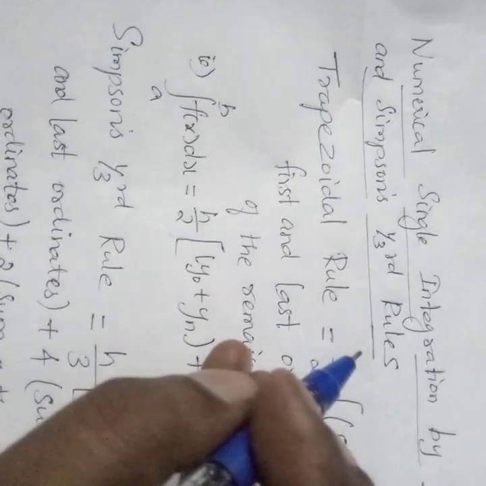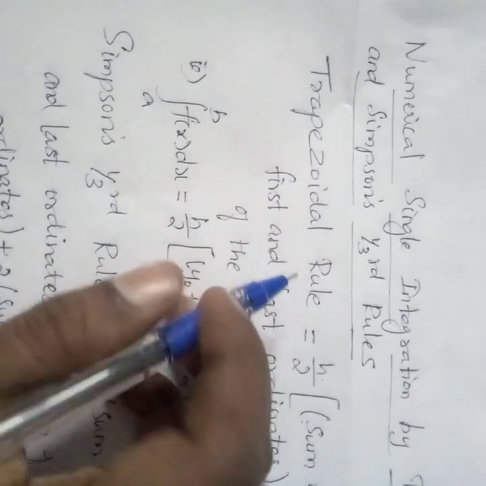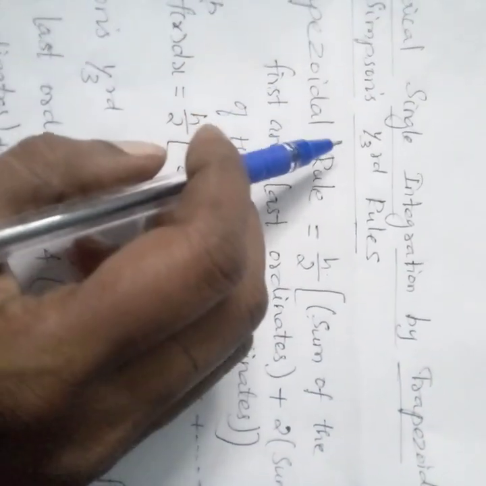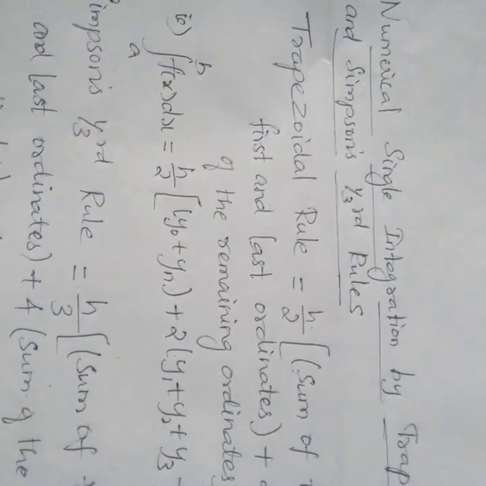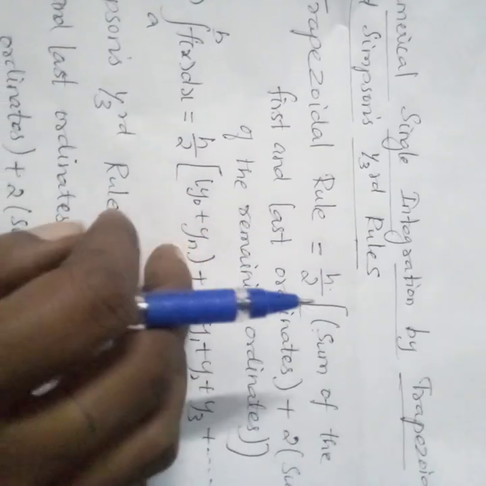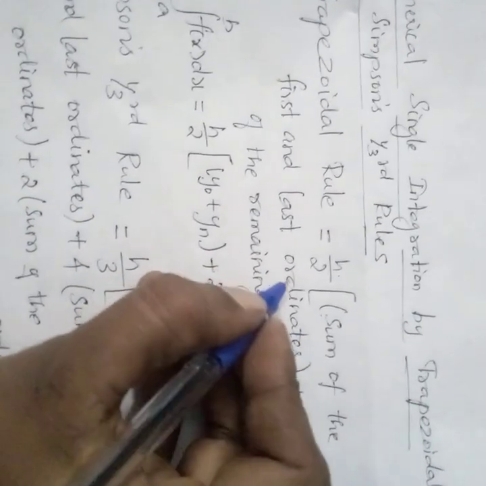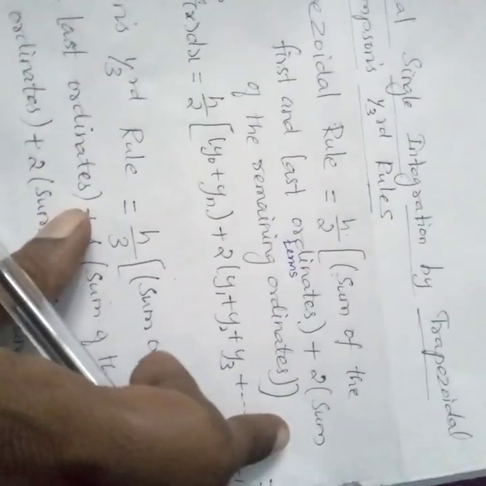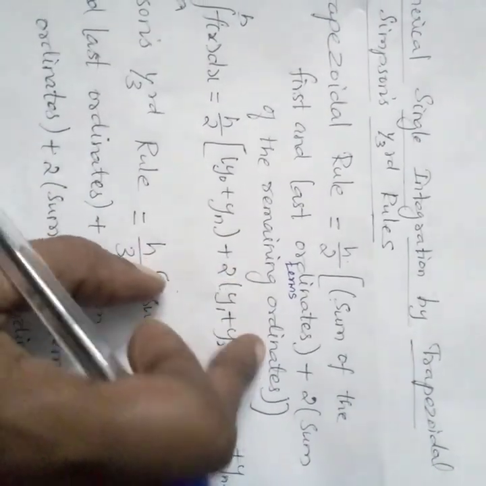Good morning, students. Now we are entering into Unit 4, and the topic is numerical single integration by trapezoidal and Simpson's one-third rule, or just Simpson's rule. Let us see the formulas. Trapezoidal rule is equal to h by 2 into the sum of the first and last ordinates. Ordinates means just terms. Sum of the first and last terms plus 2 into the sum of the remaining interior terms, the sum of the remaining ordinates.